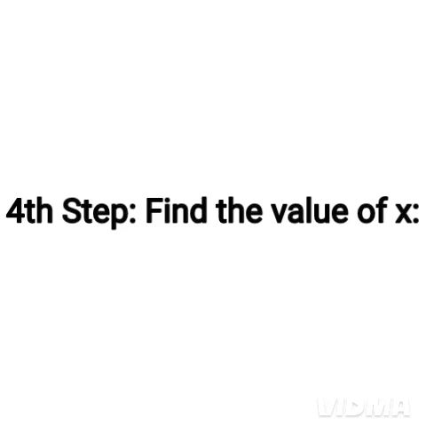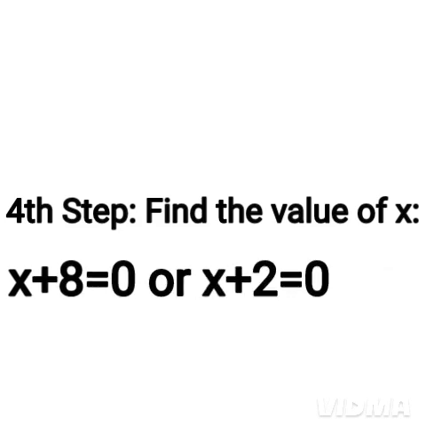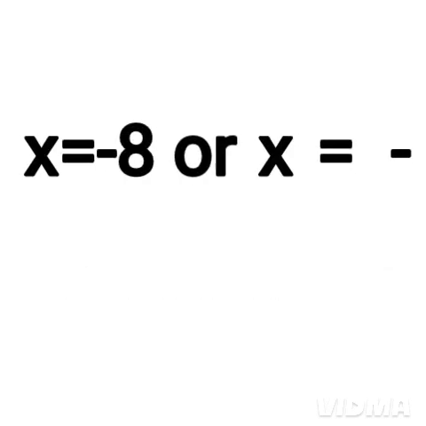Now let's go to the last step, which is finding the value of x in the equation. To find the value of x, you equate x plus 8 to 0 and x plus 2 to 0. As in our normal equation, x becomes negative 8 or x becomes negative 2.